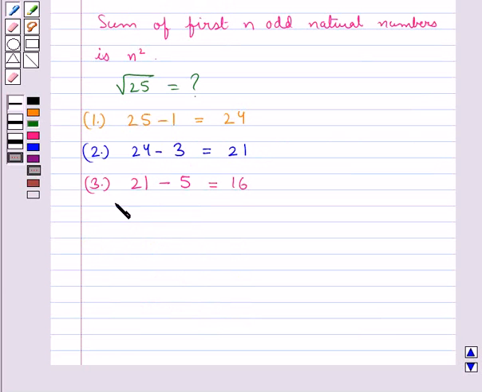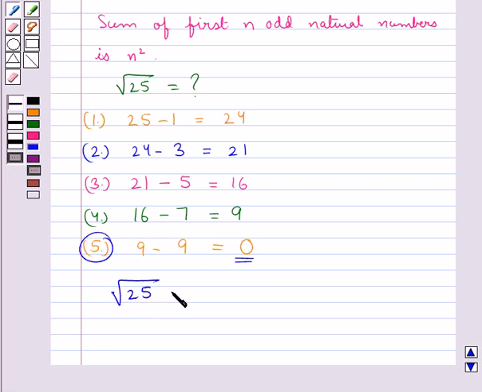Then in the next step, we have 16 minus 7. That is, 7 is the next odd number. So this gives us 9. Then in the fifth step, we have 9 minus the next odd number, which is 9. This gives us 0. Now, since we have got 0, we stop here. As you can see, we have got 0 at the fifth step. Thus, we say that square root of 25 would be equal to 5.